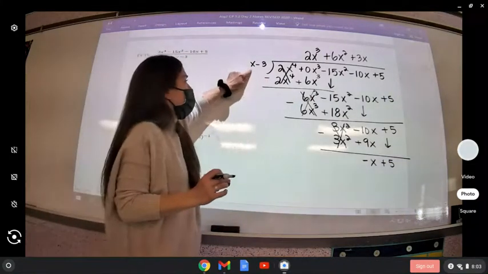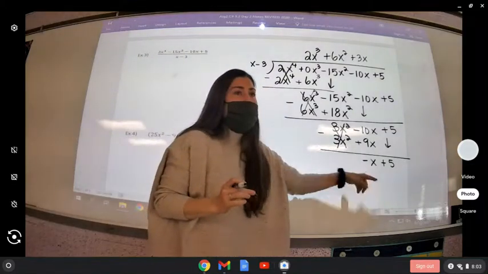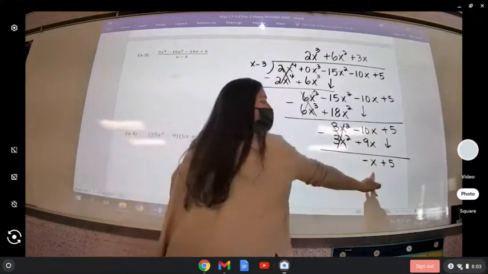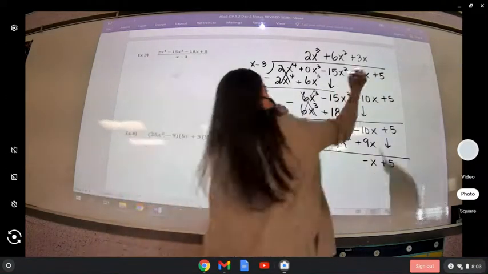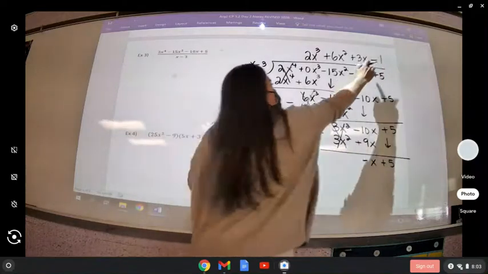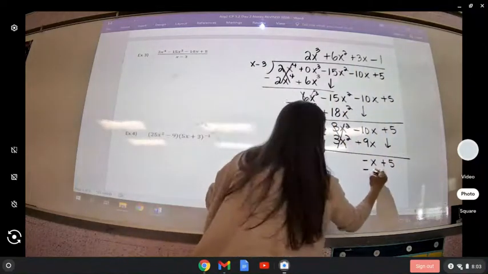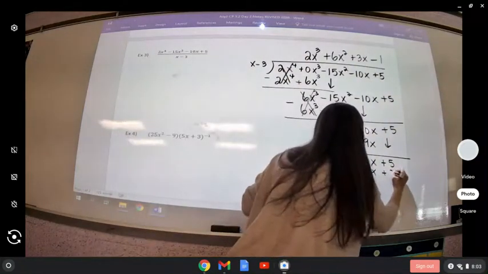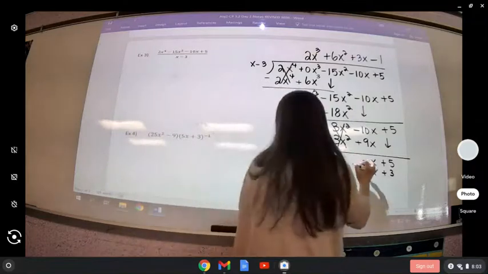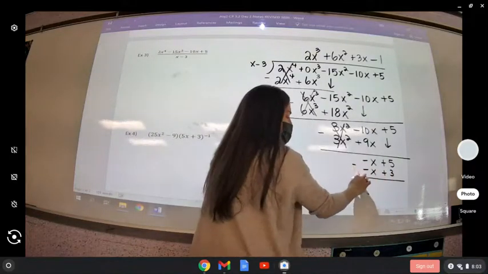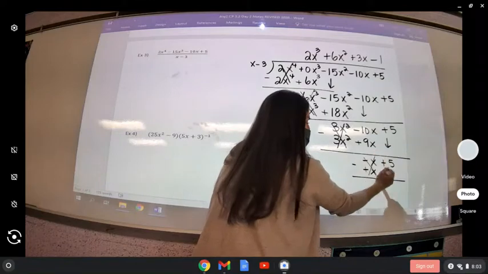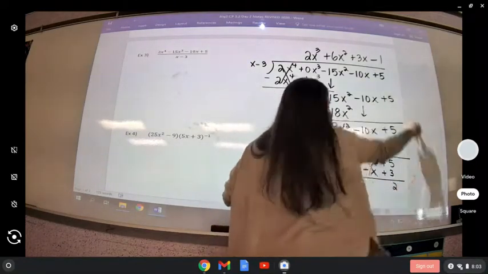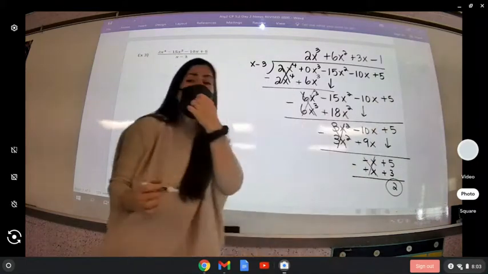All right, how many times does x have to go into negative x? Or what could you put up here so that when you multiply it with x, you get a negative x? Negative 1. So now we need a negative 1. So negative 1 times x is negative x. That has to match. Negative 1 times negative 3 is positive 3. All right, and now we subtract. Negative x subtract negative x turns to plus. They cancel. 5 subtract 3 is 2. And since there's nothing left to bring down, that's your remainder.